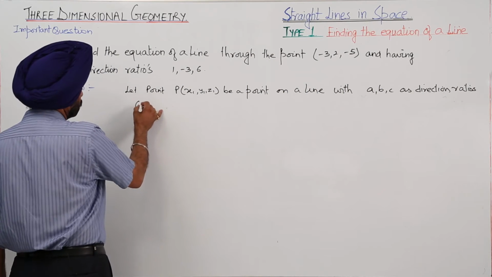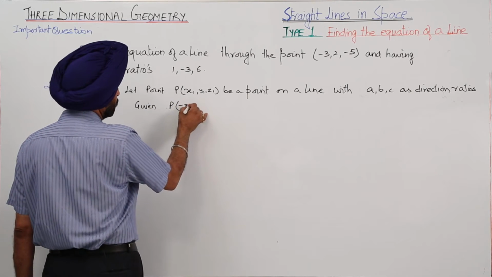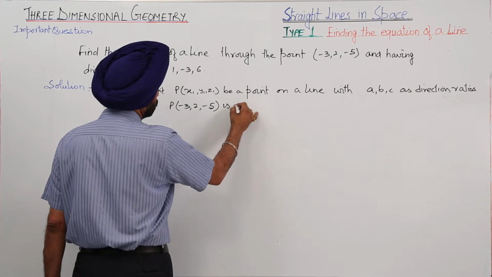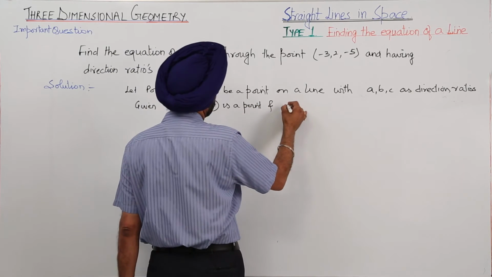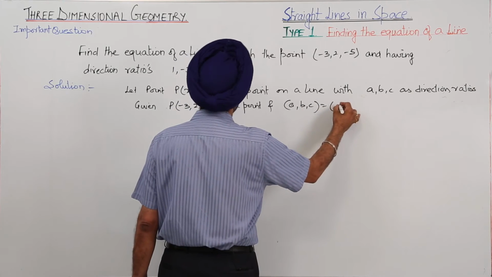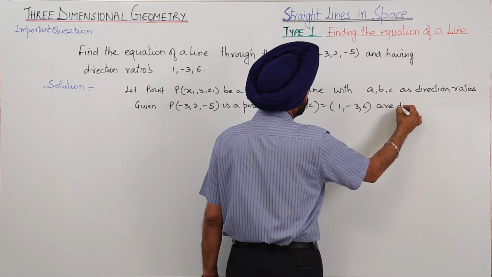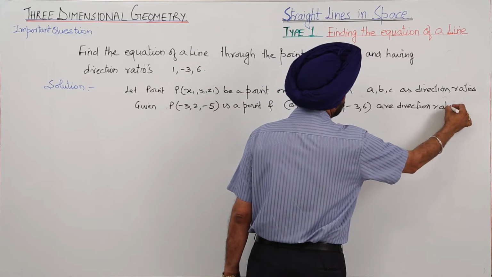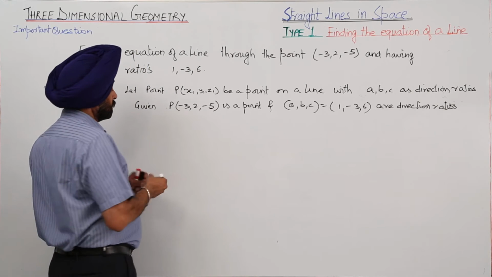Now, given P (-3, 2, -5) is a point and ABC is equal to 1, -3, 6 are the direction ratios. Now the equation of a line.